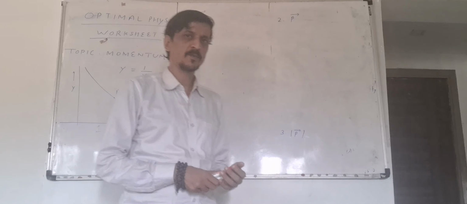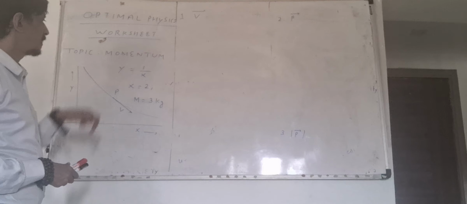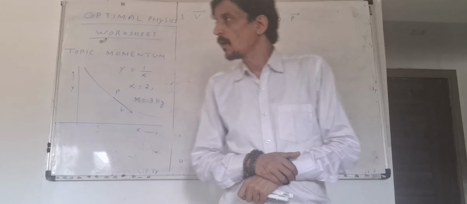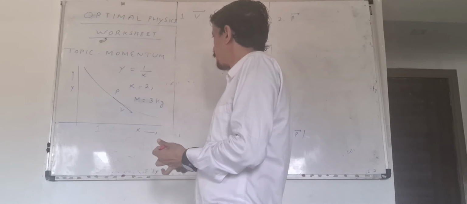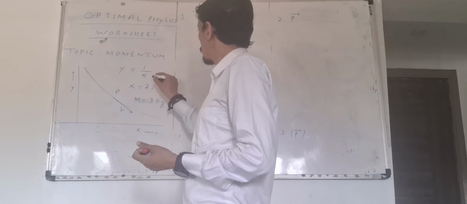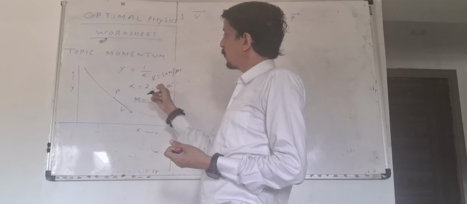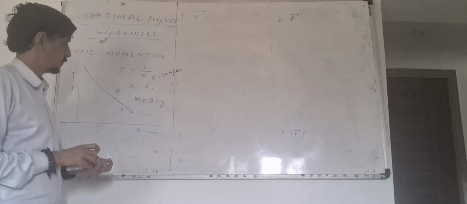So let's begin with the question. The question is, a particle is moving on the curve given by y is equal to 1 by x, which is a rectangular hyperbola, and at a certain point its speed is v, and v here is given to be 10 meter per second, and we need to find velocity when x is equal to 2.